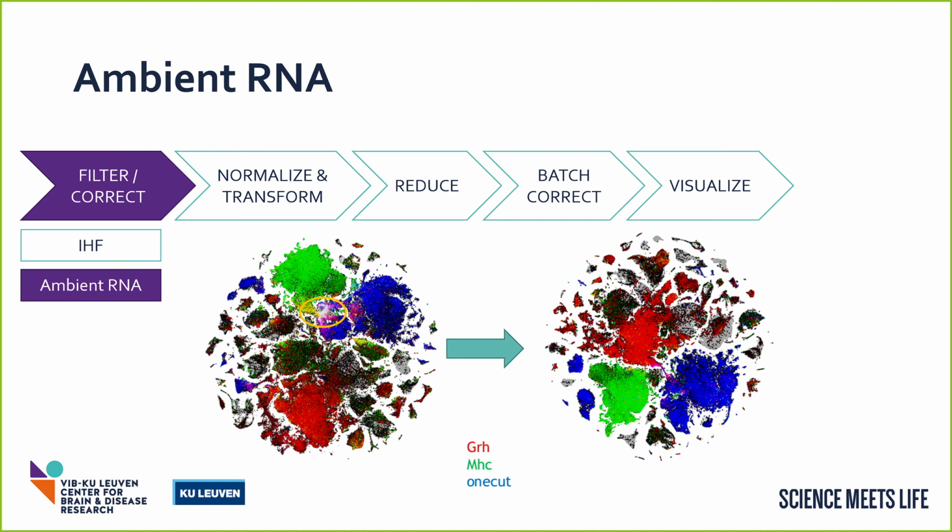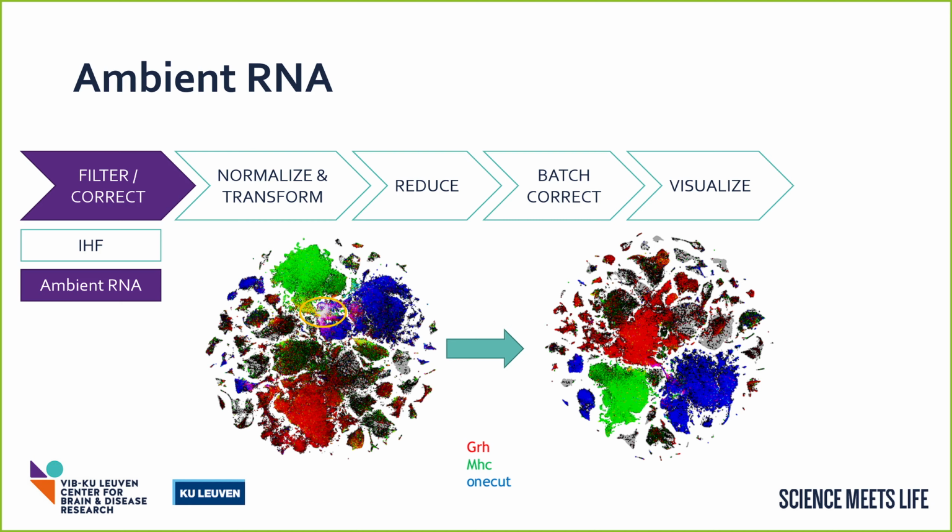The second one I'm briefly going to touch on is the ambient RNA. We discovered in version 1 of the analysis that there was a set of what we were calling black hole cells. They were expressing three different markers for very specific tissues. Here they were showing grainy head for epithelial cells, MHC for muscle cells, and onecut for neurons. You can see right in the center, circled on the left plot, a bunch of cells which are expressing all three of these markers.